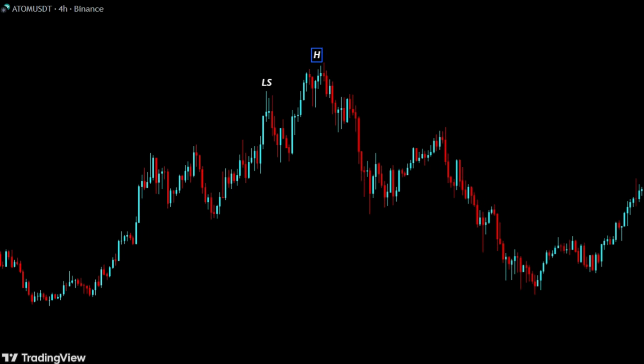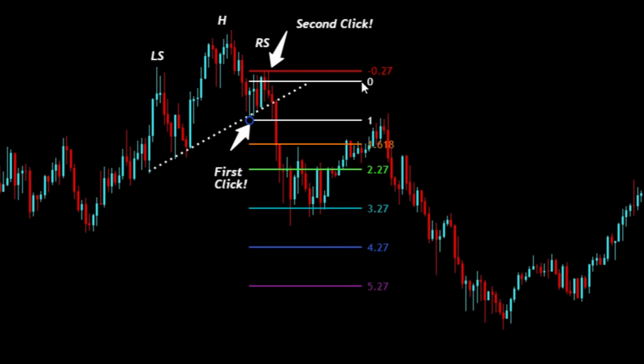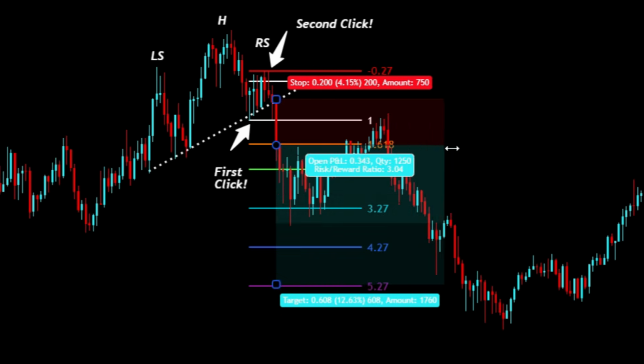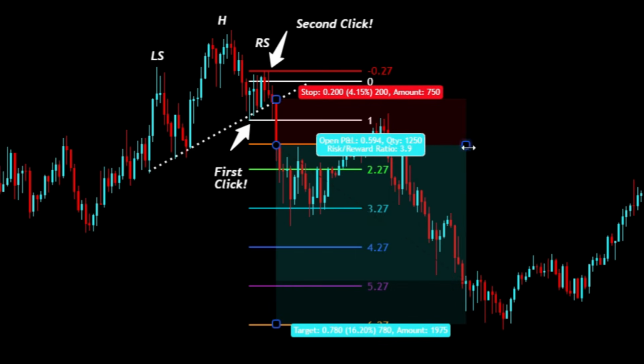Here we have a clear inverted head and shoulders pattern. The neckline in this case is slightly inclined upwards, following the pattern's slope. It is in fact a trend line. To apply Fibonacci here, the first click should be at the beginning of the shoulder. The second click goes at the end of the shoulder. Now when the candles break through the neckline, that is your potential reversal signal. From there, we can use Fibonacci levels as target zones. You can even extend them, adding 6.27 or more to capture extended moves as long as the momentum continues.